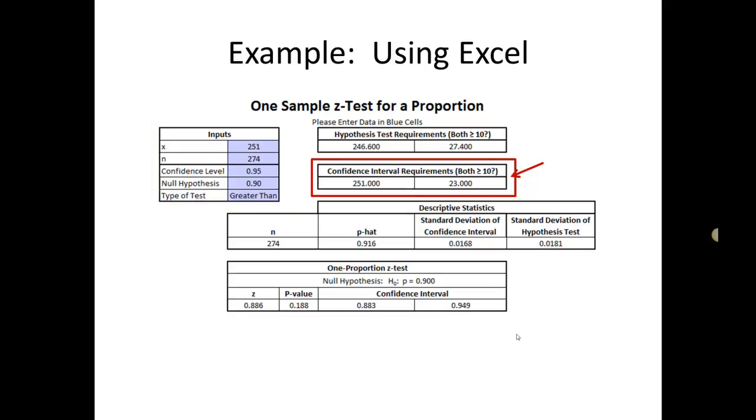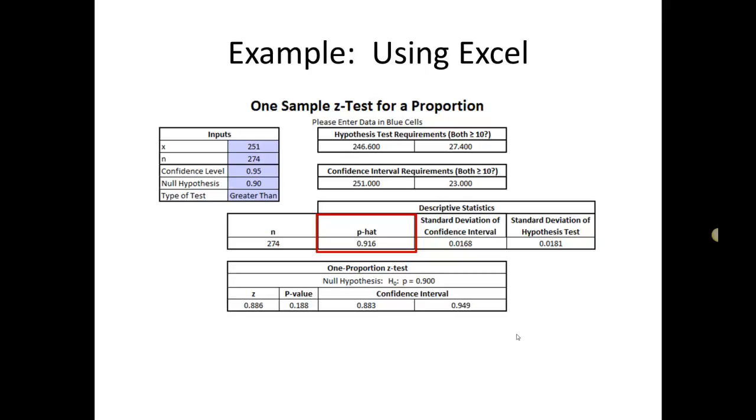The Excel spreadsheet will also check our conditions for us. So it does all that math for us. We just look here and make sure that both of those are bigger than 10, which they are. And then the confidence interval is going to be down there right at the bottom, 0.883 to 0.949. You can see this is exactly what we got when we calculated it by hand. It just is a lot faster and easier using this fun Excel spreadsheet.